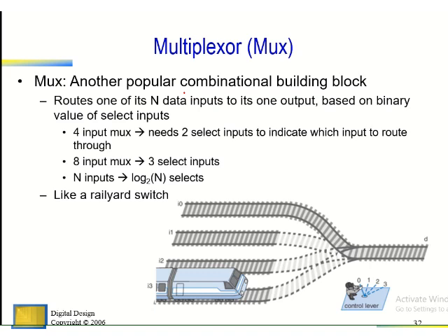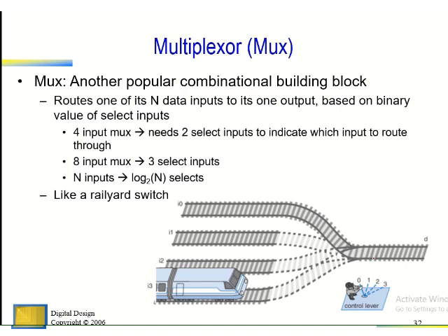Multiplexer is another popular combinational building block, and it routes one of its n data inputs to its one output based on the binary value of the select input. So basically, according to the combination on the select inputs, the corresponding input gets connected to the output. For example, for 4 inputs, if the select input combination is 0 0, it means that input 0 will be connected to D.